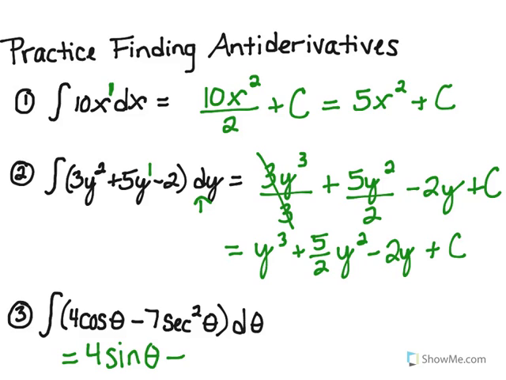I'm going to write minus 7, and now I need to figure out what's the antiderivative of secant squared. Well, the antiderivative of secant squared is tangent, so this is minus 7 tangent theta. Then I have a plus c at the end. And again, I can check my answer by doing the derivative. The derivative of 4 sine theta is in fact 4 cosine theta. The derivative of 7 tan theta is in fact 7 secant squared theta. And then if I have the subtraction in between, I get what I started with.